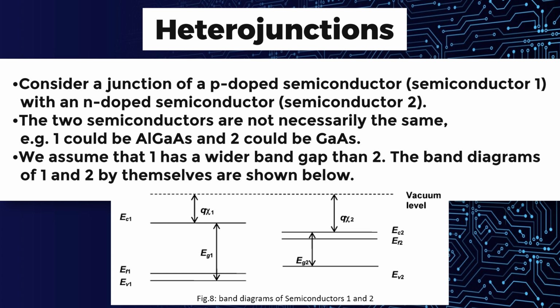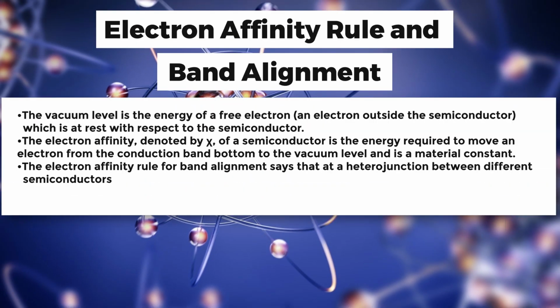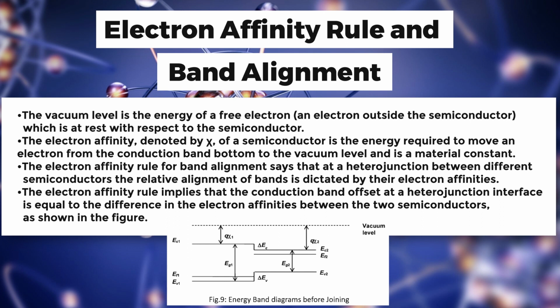Let's take the example of aluminium gallium arsenide and gallium arsenide. The vacuum level is the energy of a free electron outside the semiconductor, at rest with respect to the semiconductor. The electron affinity, denoted by Xi, for a semiconductor is the energy required to move an electron from the conduction band bottom to the vacuum level. The electron affinity is a material constant and will vary with different materials.